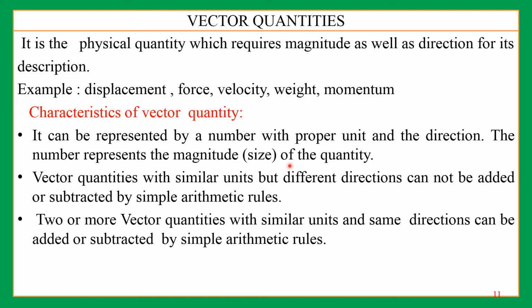Vector quantities with similar units but different directions cannot be added or subtracted by simple arithmetic rules. Two or more vector quantities with similar units and the same direction can be added or subtracted by simple arithmetic rules. We shall be discussing this in the next chapter.